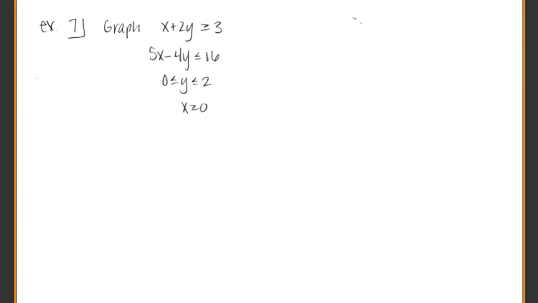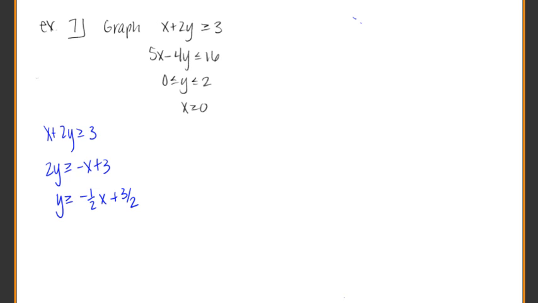That was one of those special cases, but we definitely need to look into special cases. All right, we've got, it looks like, 4 things going on here. So we're going to be graphing 4 different things. First one, we have x plus 2y is greater than or equal to 3. Let's get y by itself. So 2y is greater than or equal to negative x plus 3, and y is greater than or equal to negative 1/2 x plus 3/2.